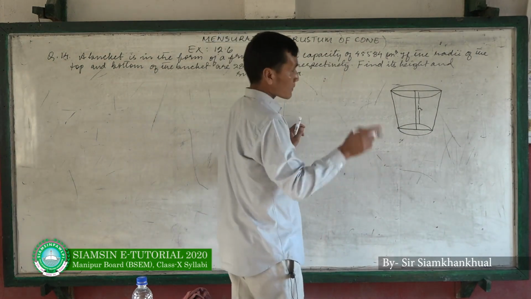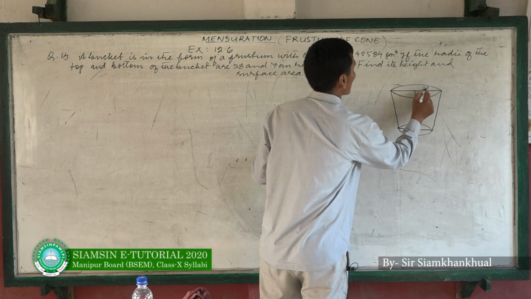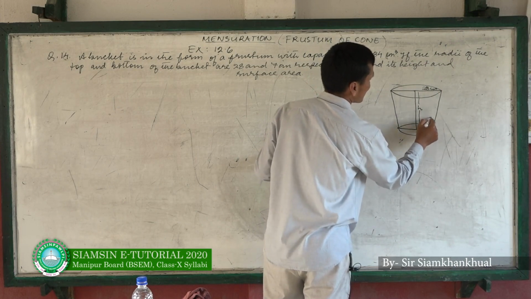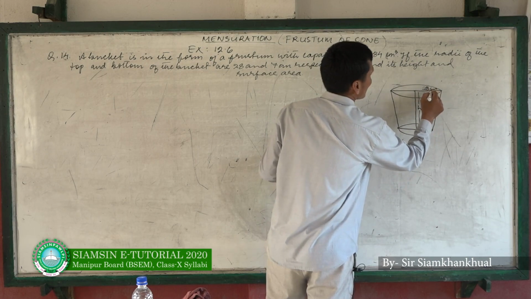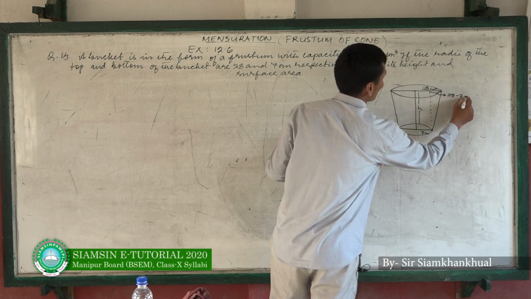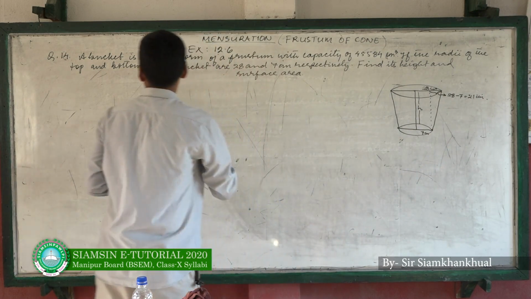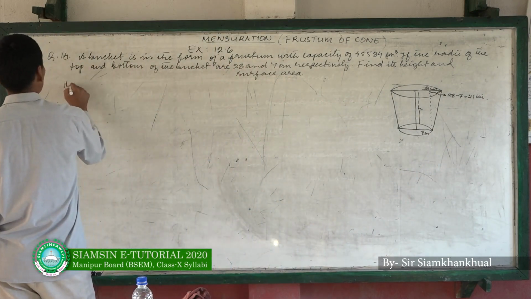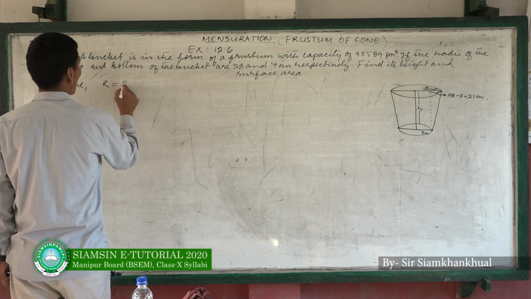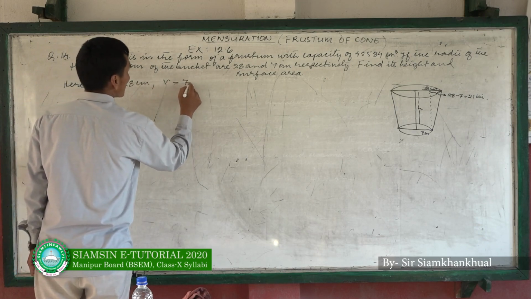Radius of the top and radius of the bottom: top is 28 cm, bottom is 7 cm. Drop a perpendicular. 28 minus 7 equals 21 cm. Capital R is 28 cm and small letter r is 7 cm.